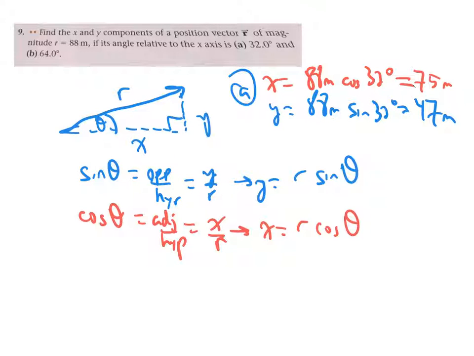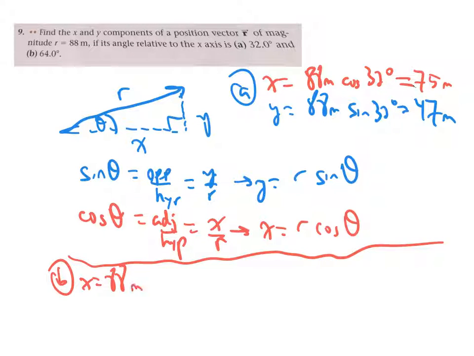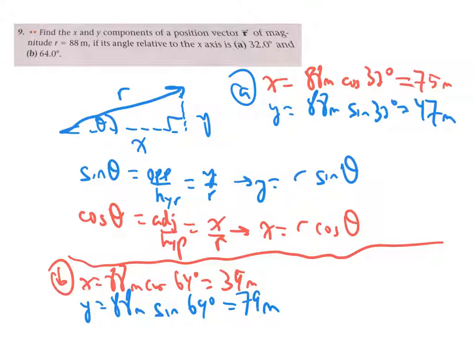And that's part A. Part B, exactly the same kind of calculation, but we say that x is 88 meters cosine 64 degrees, which is 39 meters, and y is 88 meters sine 64 degrees, which is 79 meters.